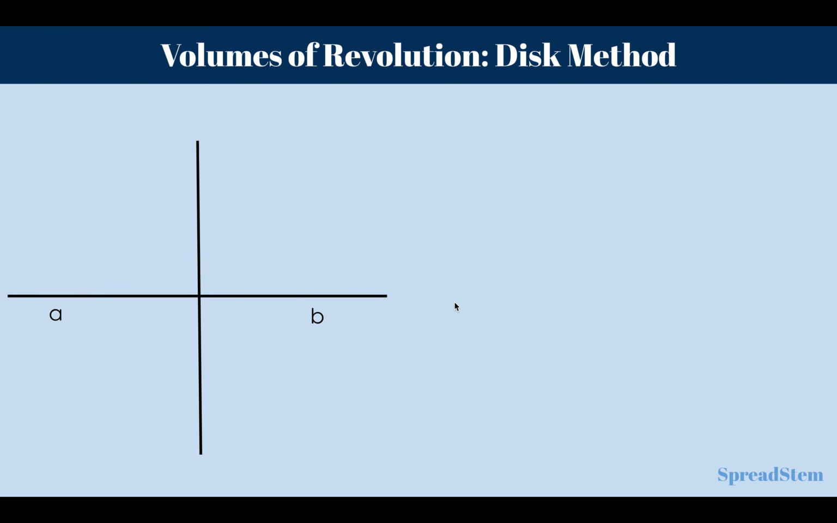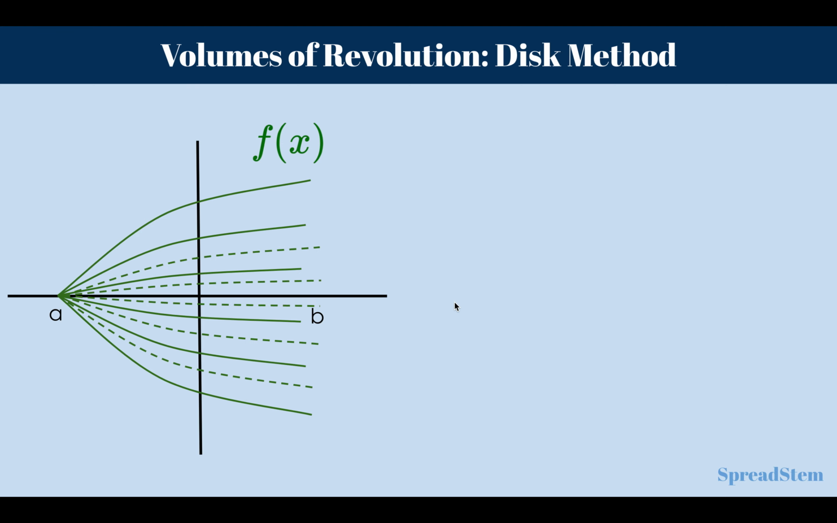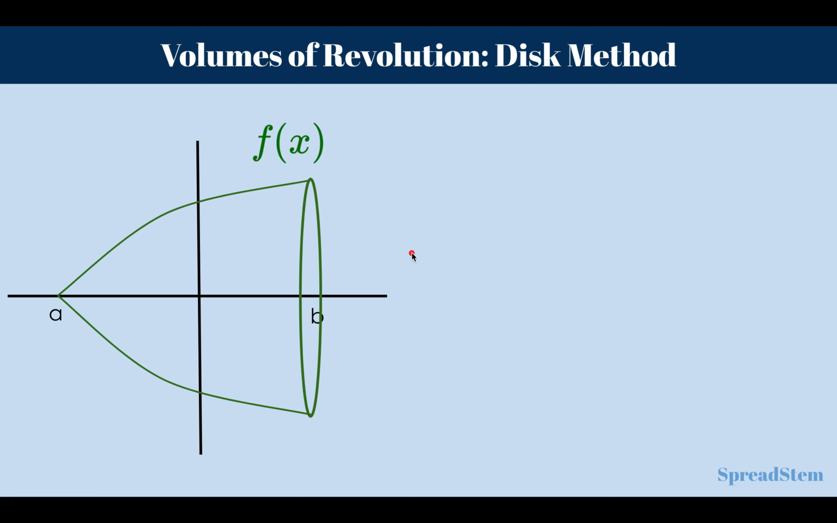Hey guys, in this video I'll talk about volumes of revolution. Specifically, we'll use the disk method to find the volume of revolution around the x-axis. Now let's say we're given this function, f of x. If we rotate or revolve it around the x-axis, we see this figure. It looks almost like an acorn, it's 3D, and our goal is to find the volume of this.